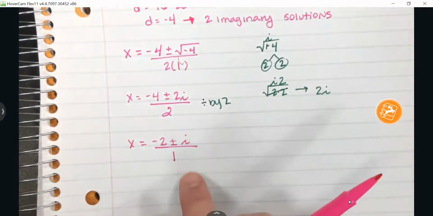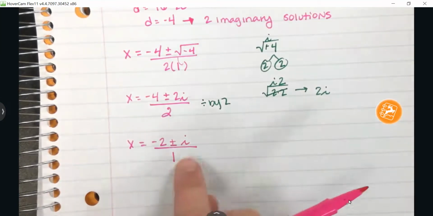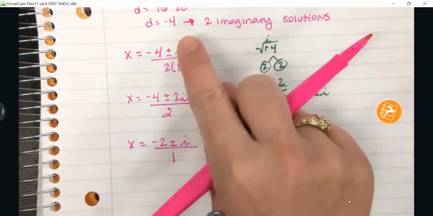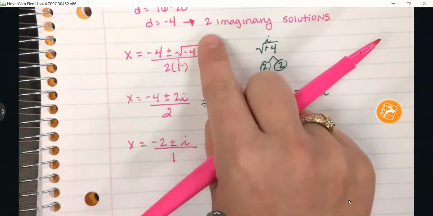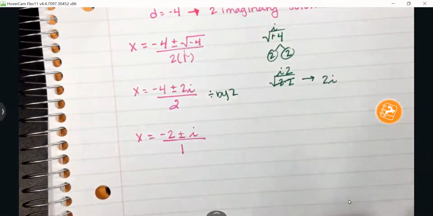So first question, is my answer imaginary? How do you know? There's an i in it, so that's imaginary. It says I should have 2 answers. Where do I get 2 answers from? You might know?